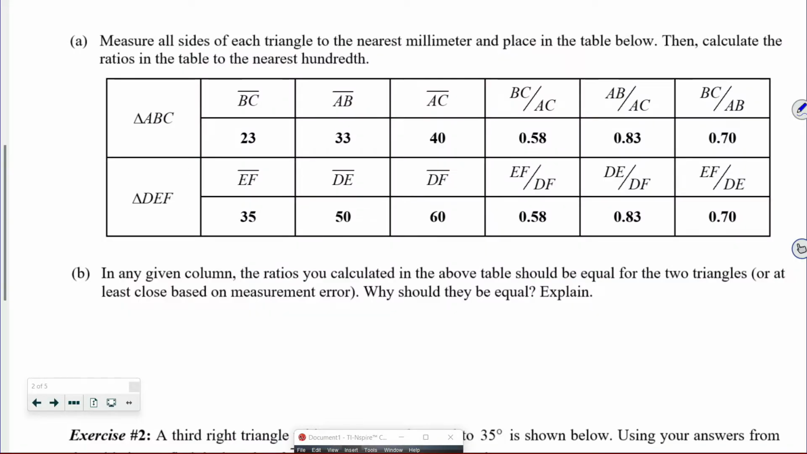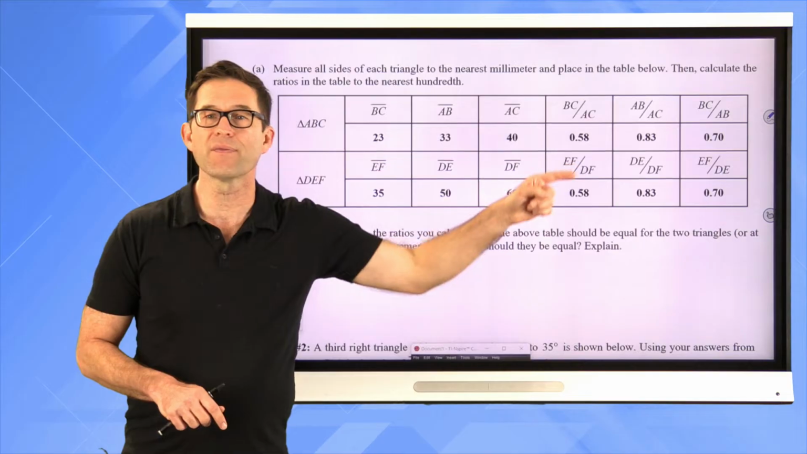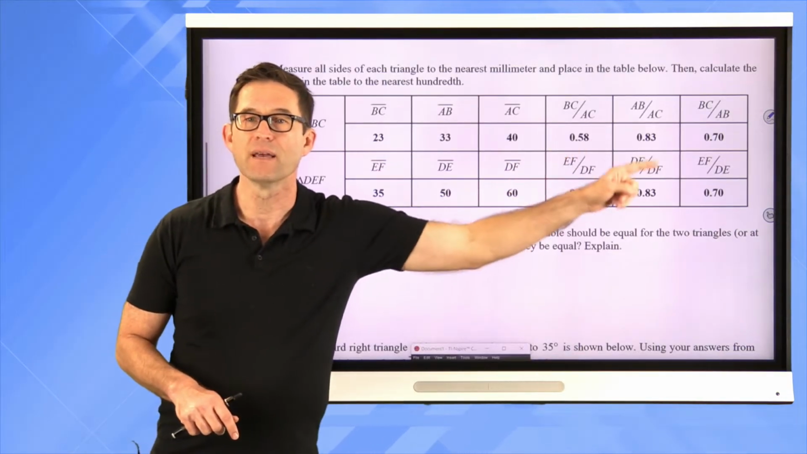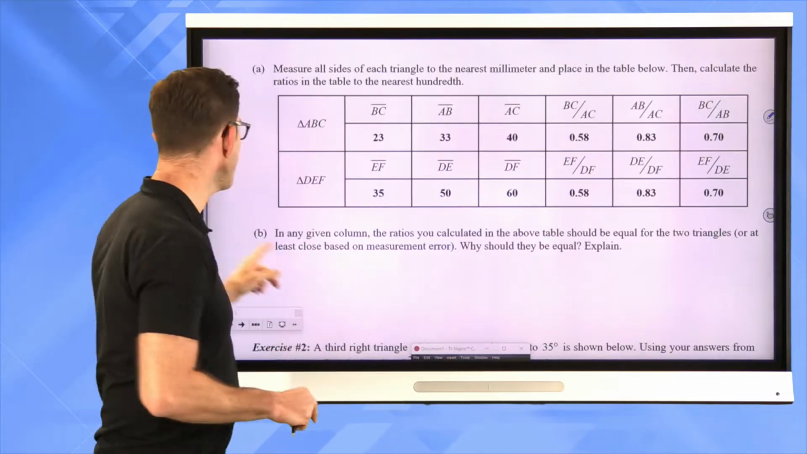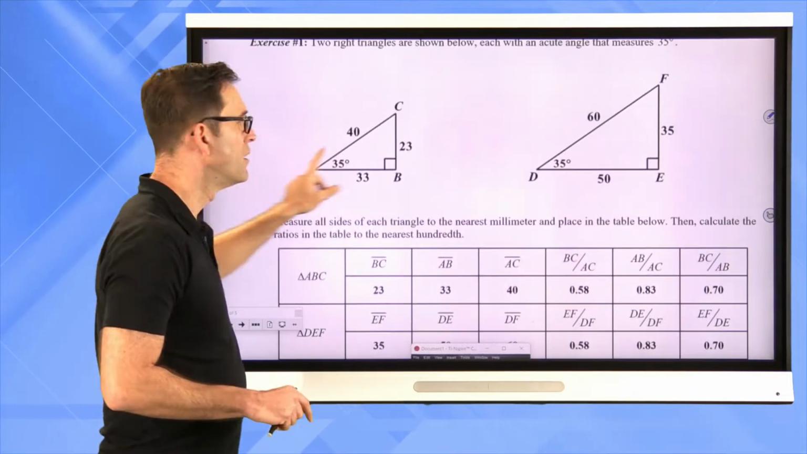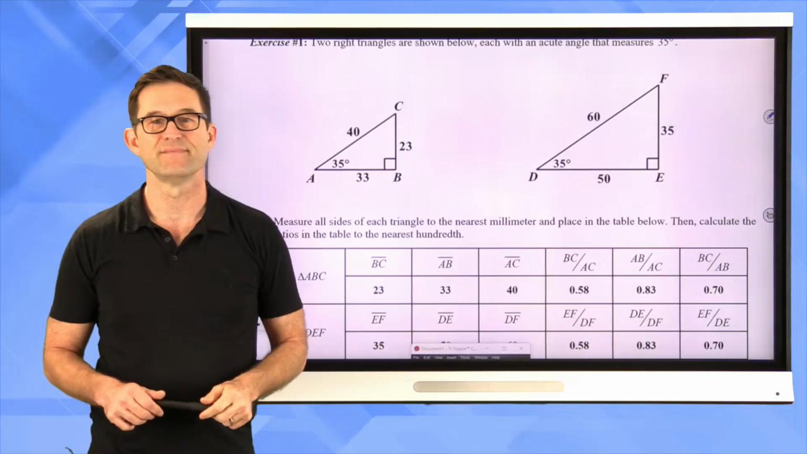In any given column, the ratios you calculated in the above table should be equal for the two triangles, or at least close based on the measurement error. Why should they be equal? Explain. In other words, why should we get the same two numbers here, the same two numbers here, and the same two numbers here? Pause the video now and consider these two triangles.